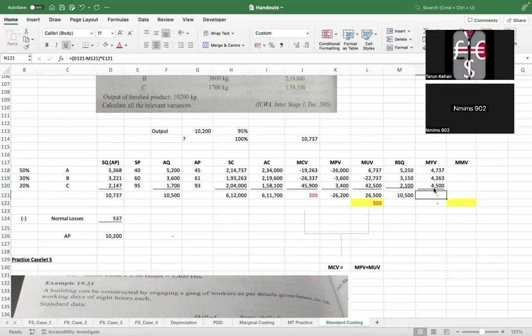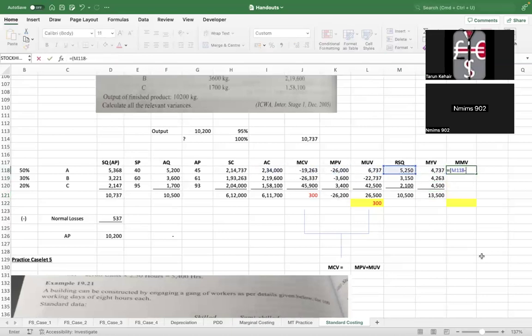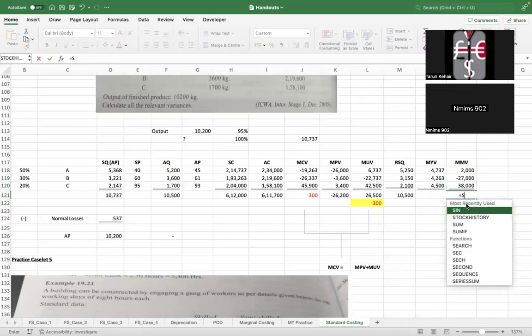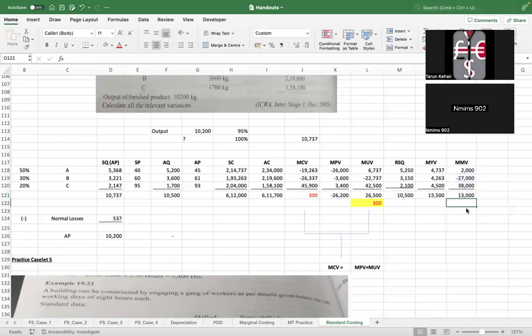So if you take your summation here, you will get a positive yield variance. That was expected because you have consumed less. So your yield variance is positive 13,500. What is your mix variance? RSQ minus AQ into SP. So RSQ minus AQ into SP for all the three materials. Drag it down and add it. What do you get? 13,000 positive.